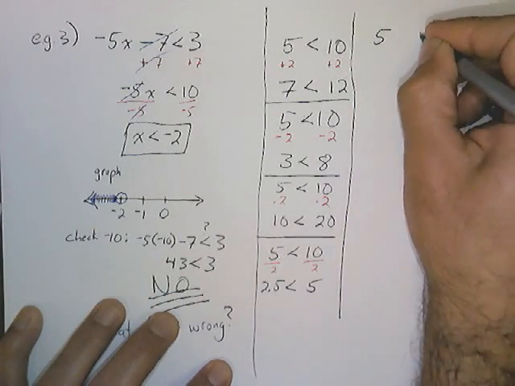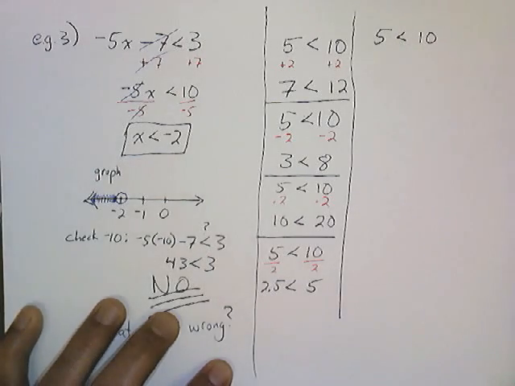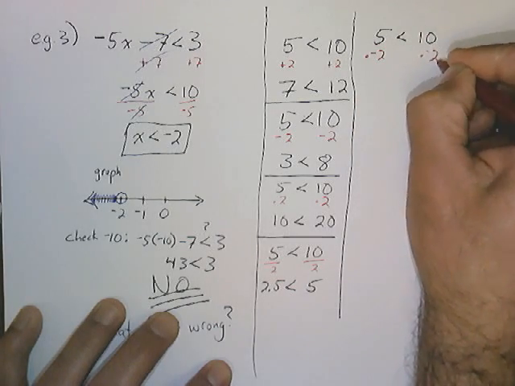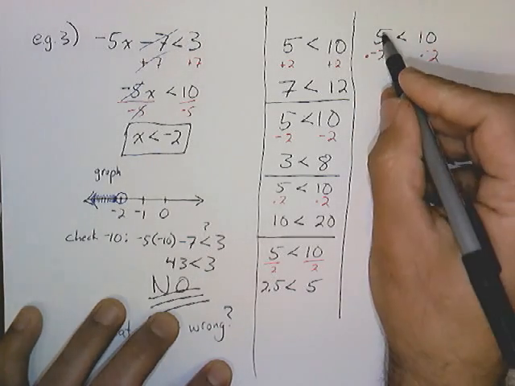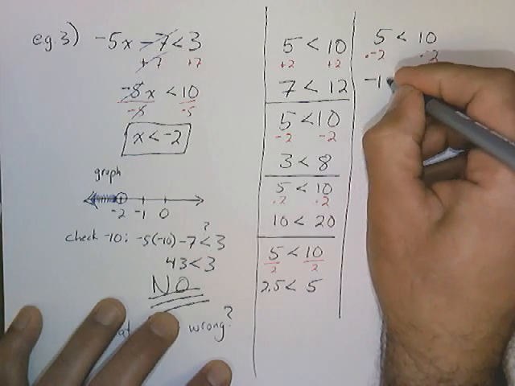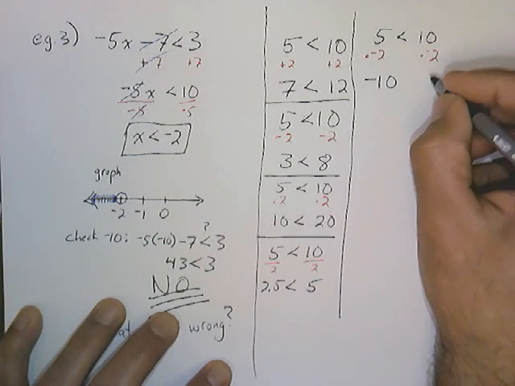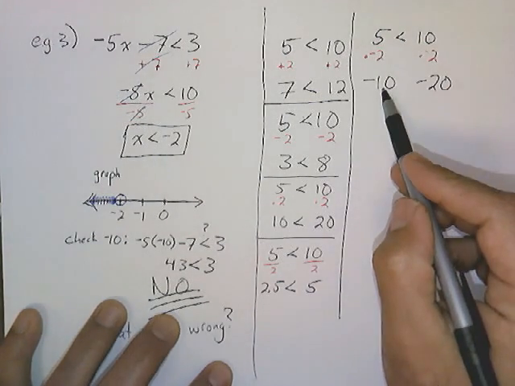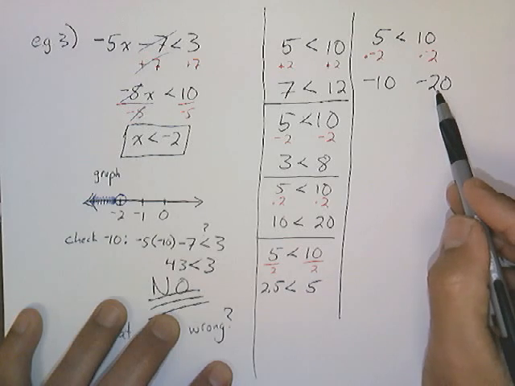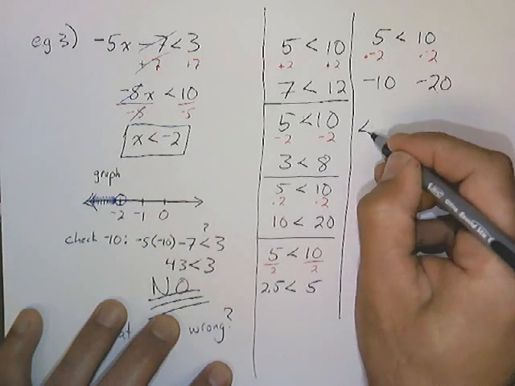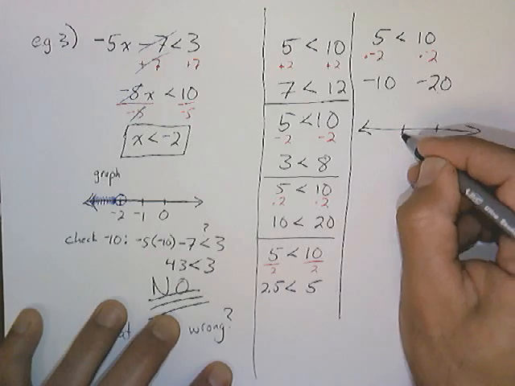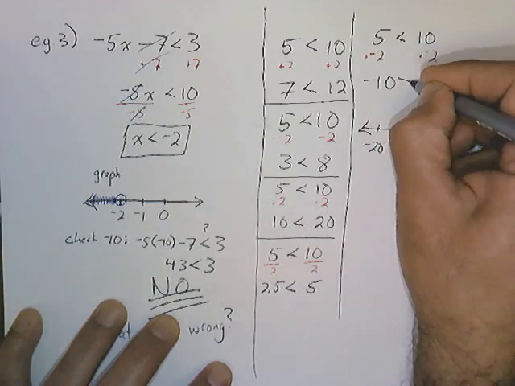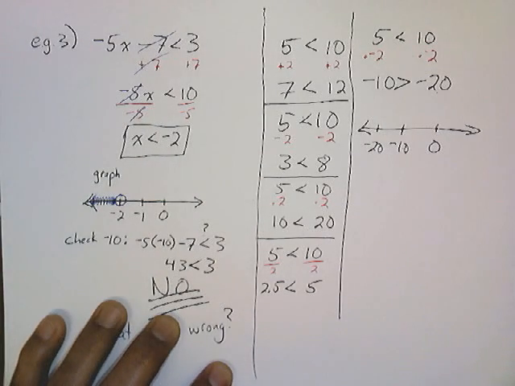we have 5 and 10. If we multiply both of them by negative 2, 5 times negative 2 is negative 10, and 10 times negative 2 is negative 20. But negative 10 is most definitely not to the left of negative 20. No way. Right? Here's 0, here's negative 10, here's negative 20. Negative 10 is to the right of negative 20.